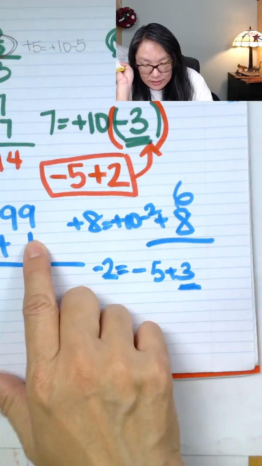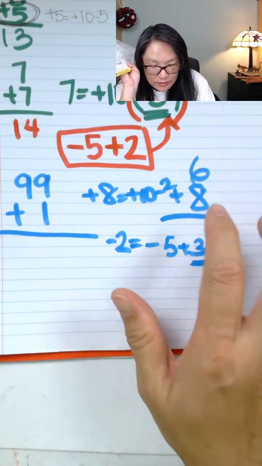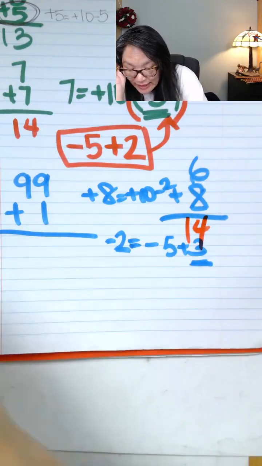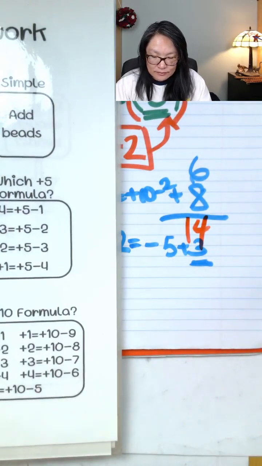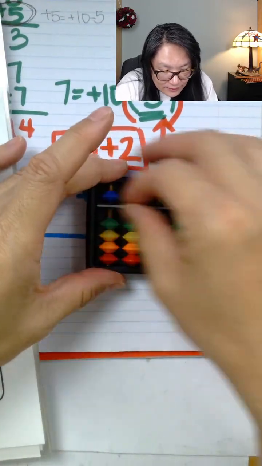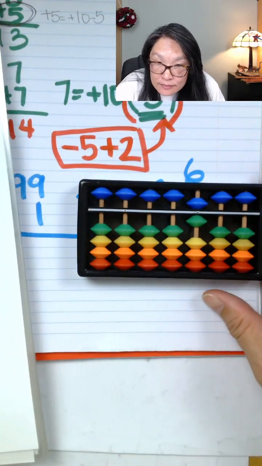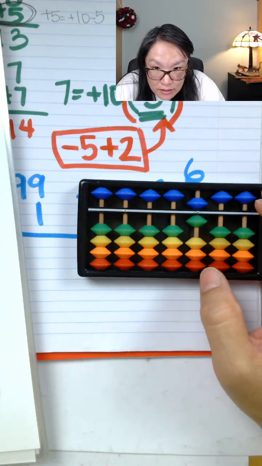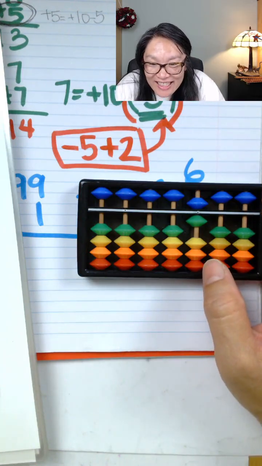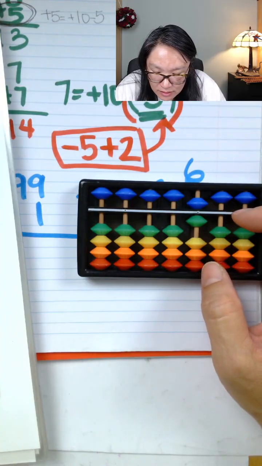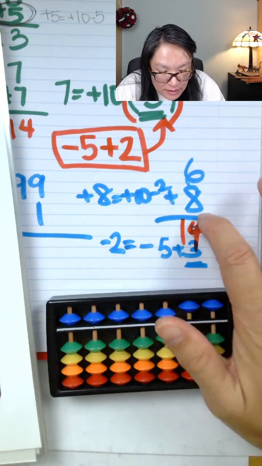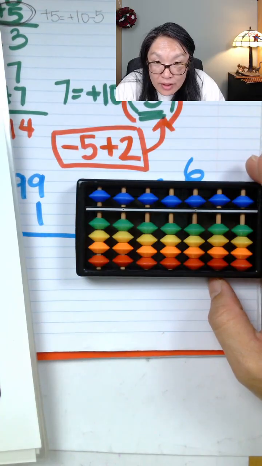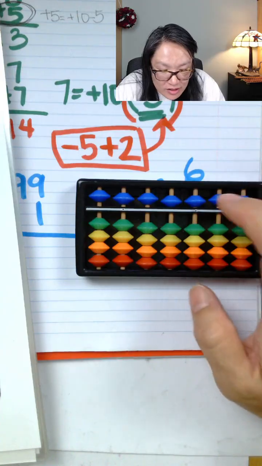So if I had this one, right? This one was 14. We'll do it again. Where on the abacus do you read 14? I didn't, it was something else. So let's do it again.